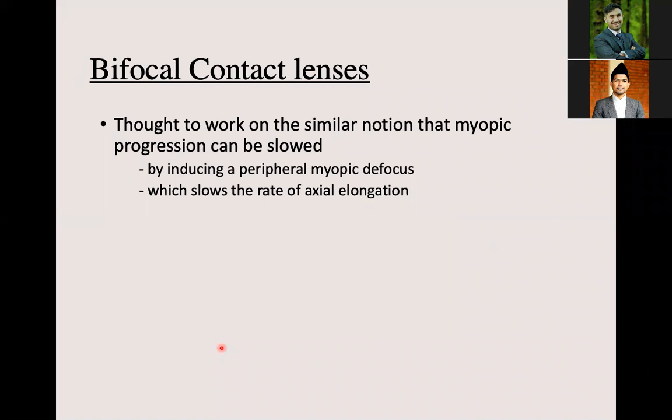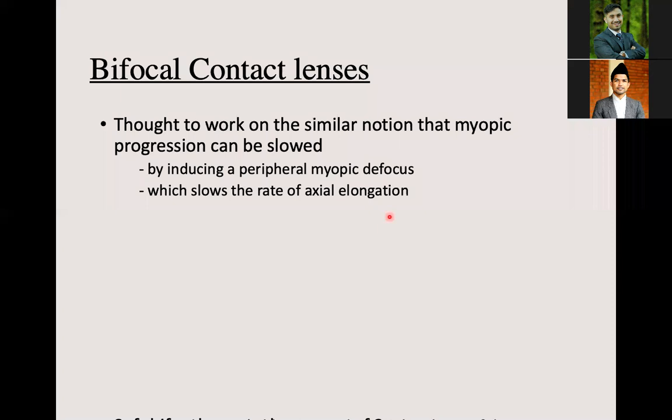Bifocal contact lenses. Many have used bifocal contact lenses to slow the progression of myopia. It is thought to work on the similar notion that myopic progression can be slowed by inducing peripheral myopic defocus, which slows the rate of axial elongation, same as in myopia control glasses.